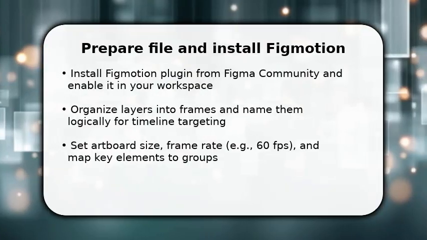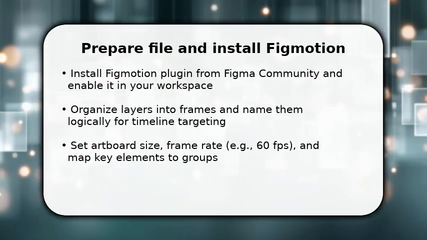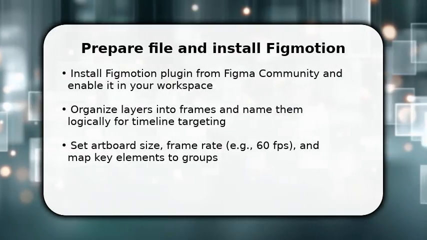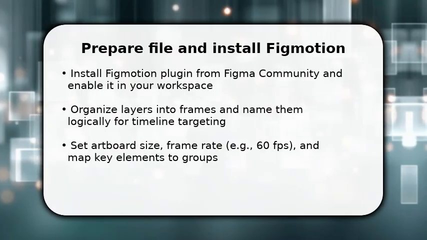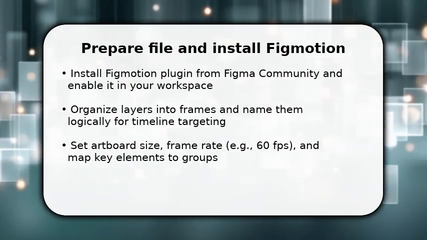You start by installing Figmotion and opening the Figma file you'll animate. First, group the objects you want animated and name layers clearly so the timeline can reference them.